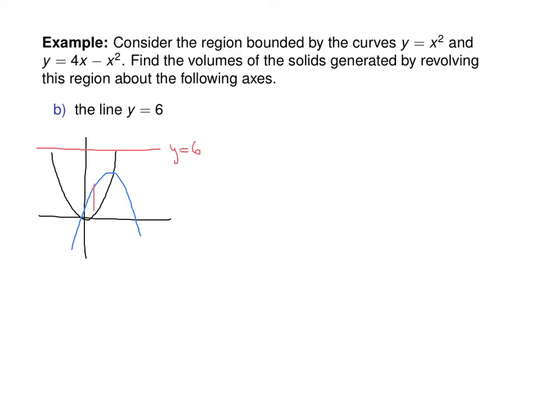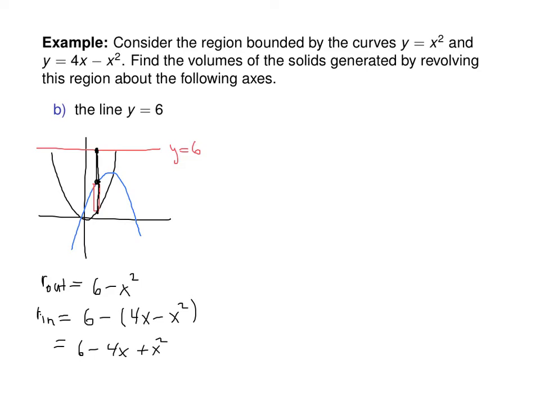So if this is my general slice, r out, the distance from y equals 6 to the outer curve, will be 6 minus x squared. R in, the distance from the axis of rotation to the inner curve, will be 6 minus, now be careful of this, (4x minus x squared). You have to take away the entire y, which means you need parentheses, and that simplifies to 6 minus 4x plus x squared.